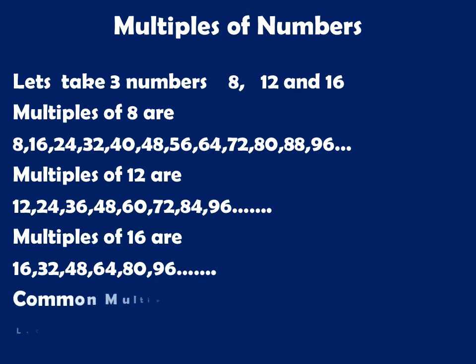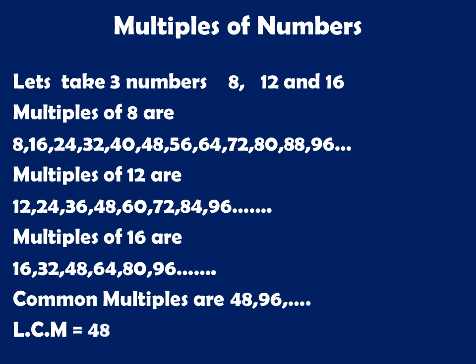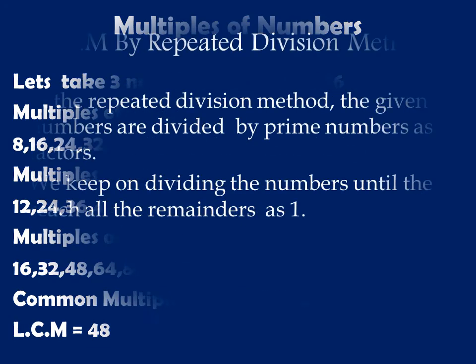Now if we look at all the multiples, we have some common multiples. And those common multiples of all these three numbers are 48, 96 and it goes on. But the lowest common multiple out of these is 48.